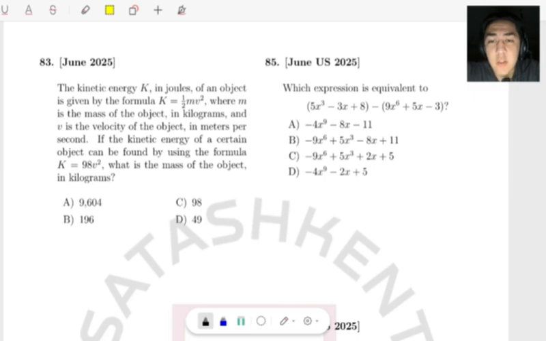The kinetic energy K in joules of an object is given by the formula. And, okay, this formula, right? Let me highlight it, guys. And where m is the mass in kilograms, and v is the velocity in meters per second. If the kinetic energy of a certain object can be found by using the formula above.